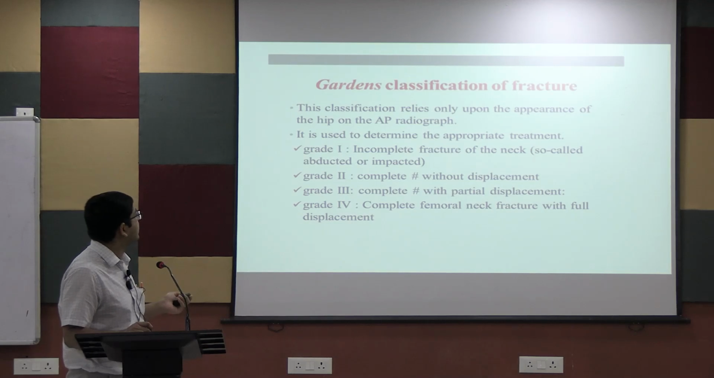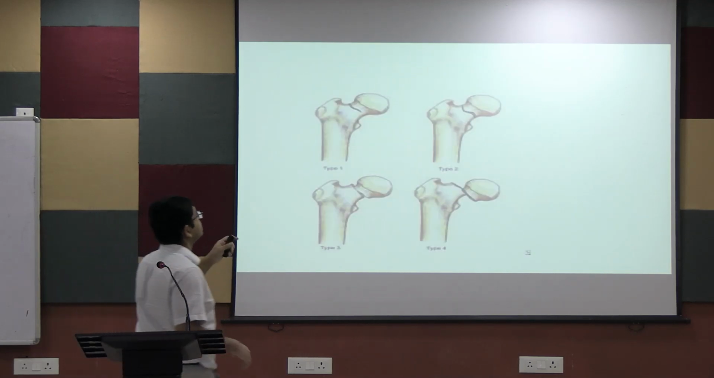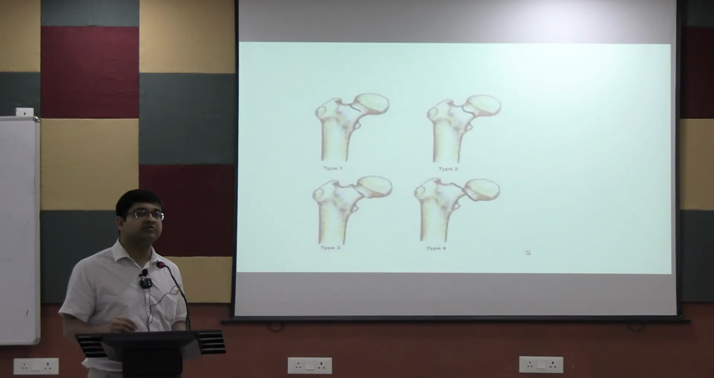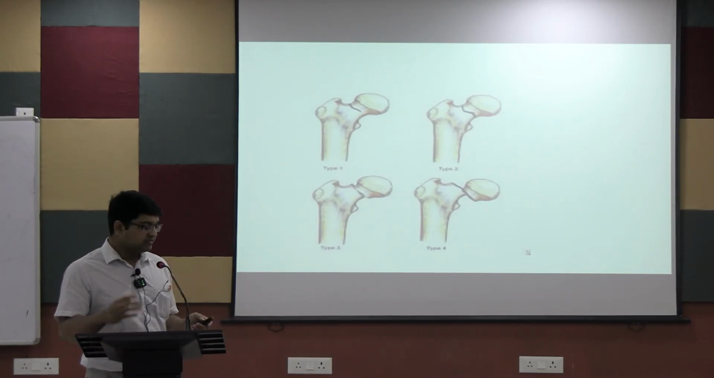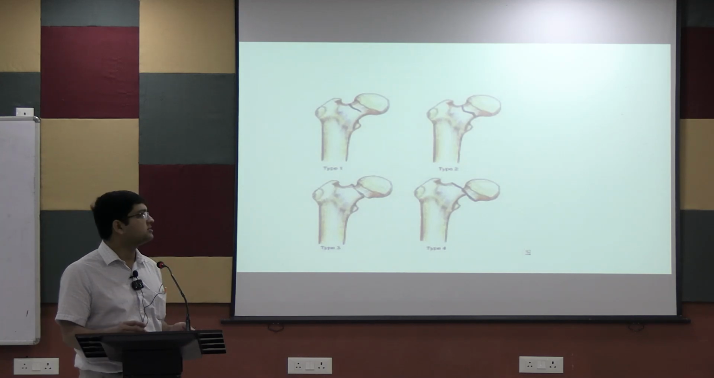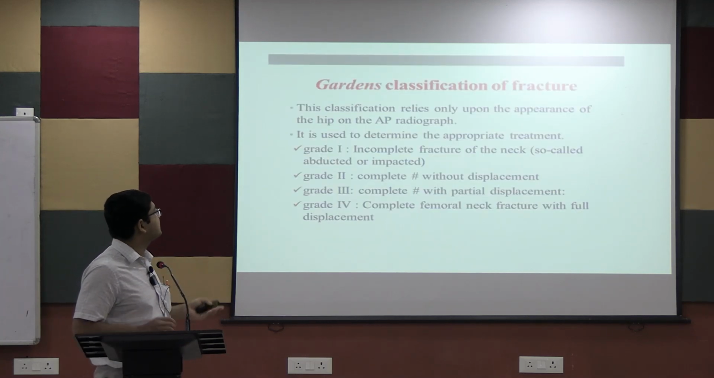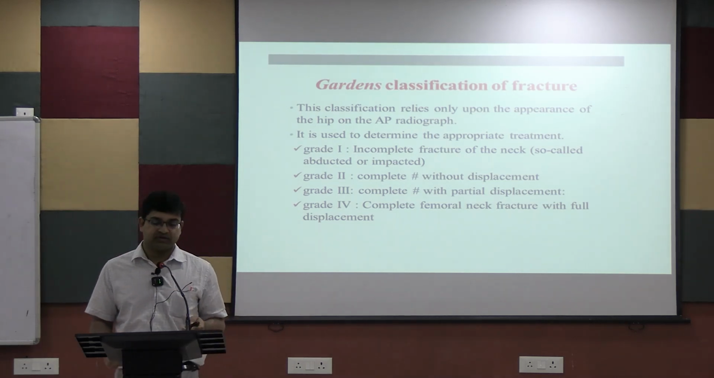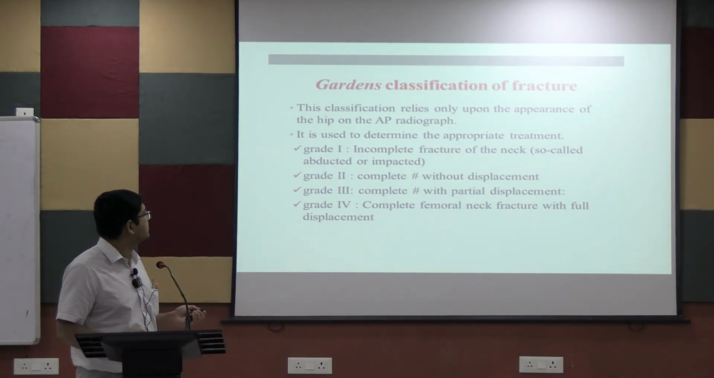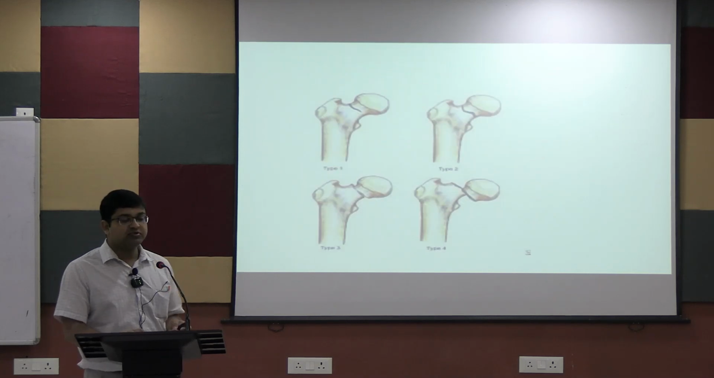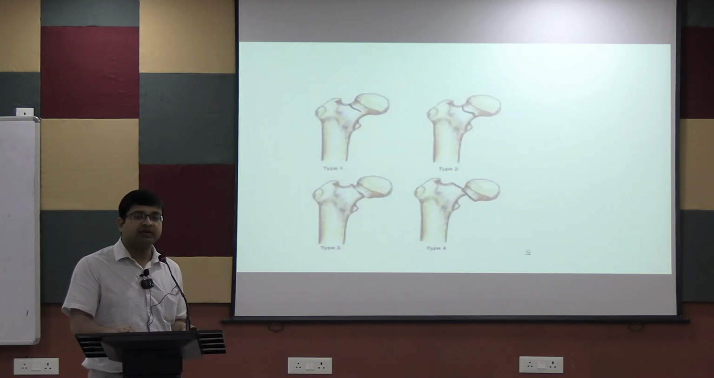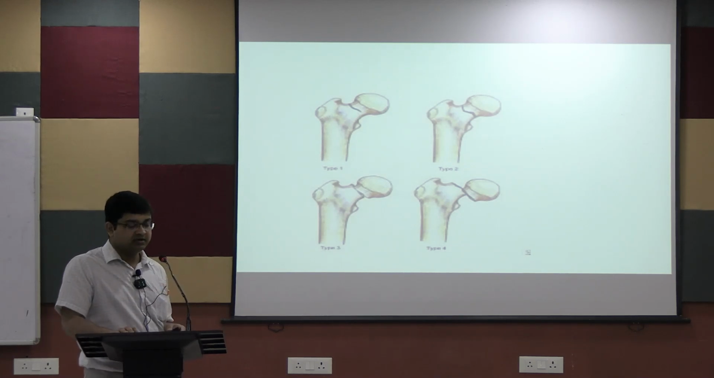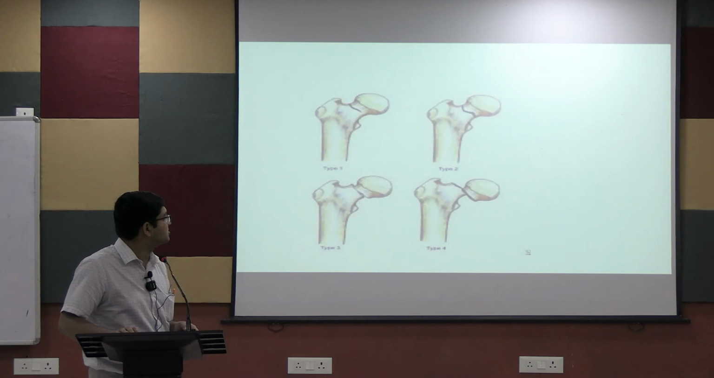So what is 1? This is the type 1 fracture. Type 1 fracture is an incomplete and undisplaced fracture. It is usually an impacted fracture. Next is type 2. Type 2 is a complete fracture but undisplaced. The fracture is complete but undisplaced.